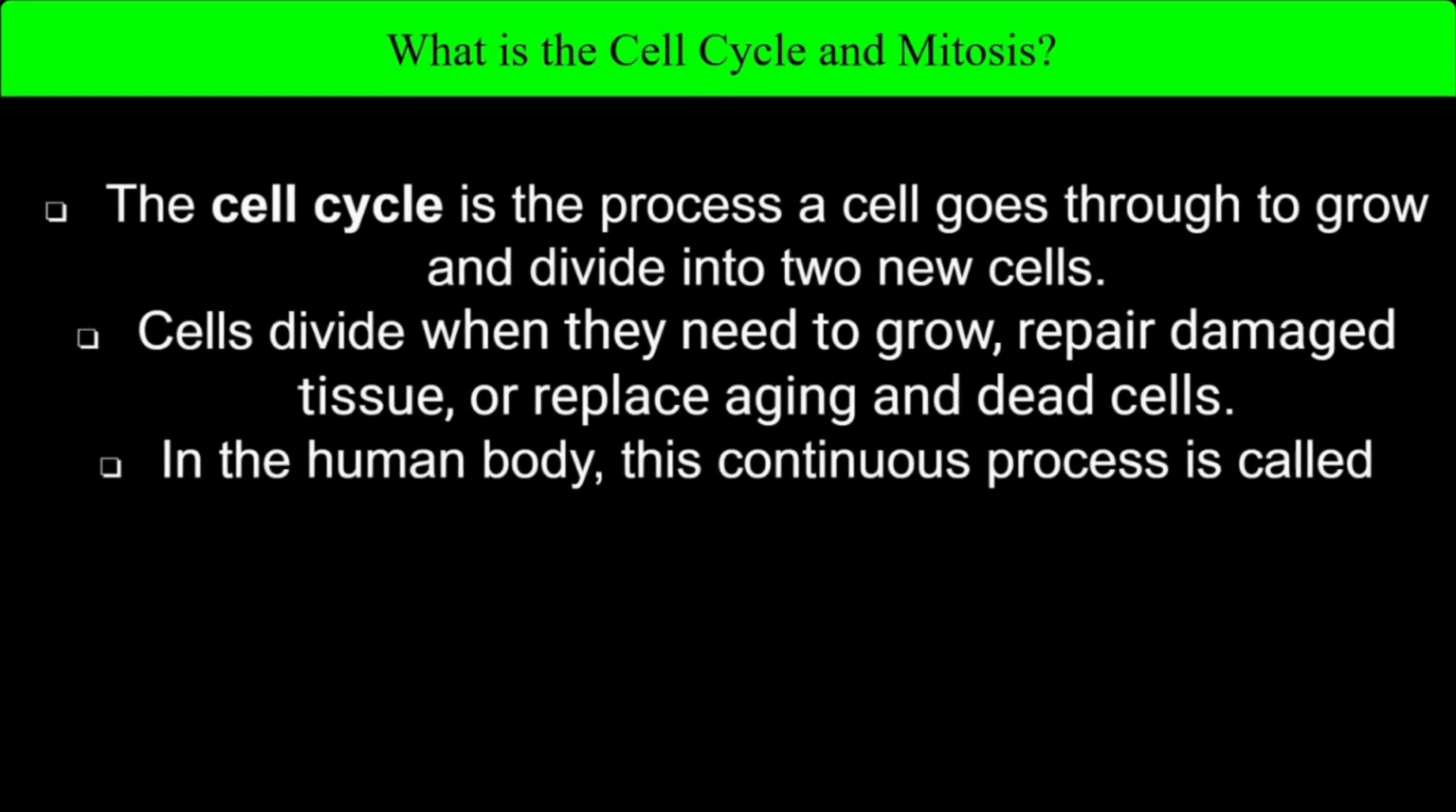So what is the cell cycle and mitosis? The cell cycle is the process a cell goes through to grow and divide into two new cells. Cells divide when they need to grow, repair damaged tissue, or replace aging and dead cells. In the human body, this continuous process is called mitosis.